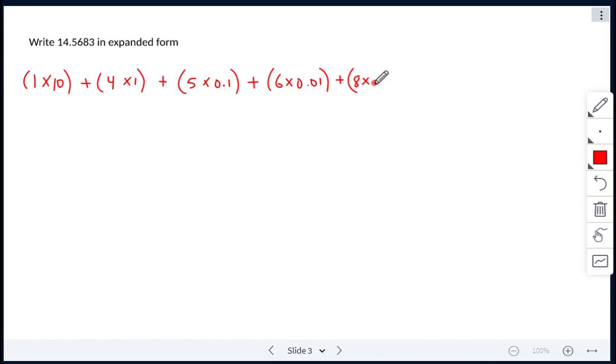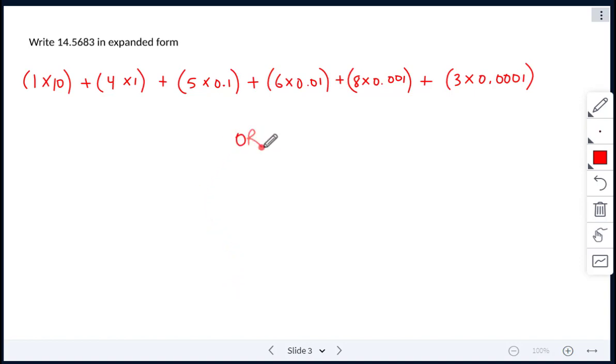8 times 0.001. And then we have the 3 in the 10,000ths position. So 3 times 0.0001. All right, so that's the first method that you can write in expanded form.